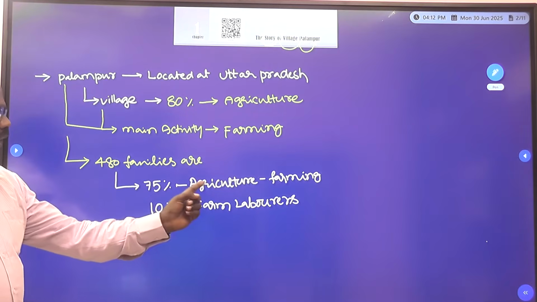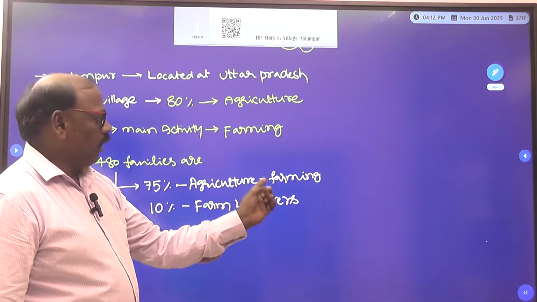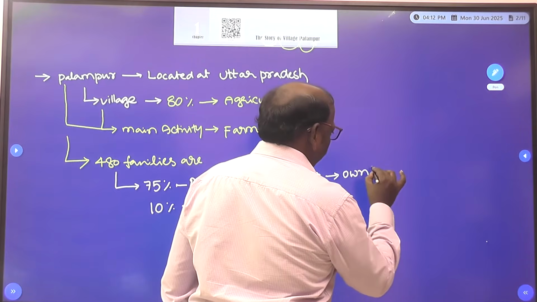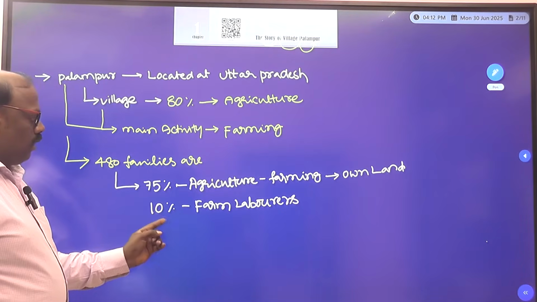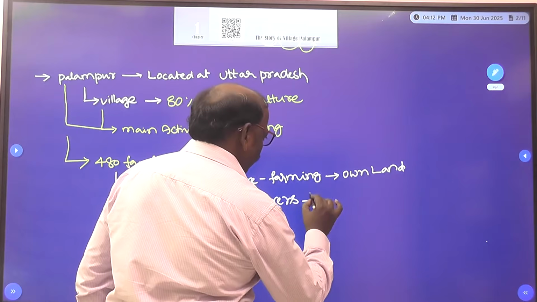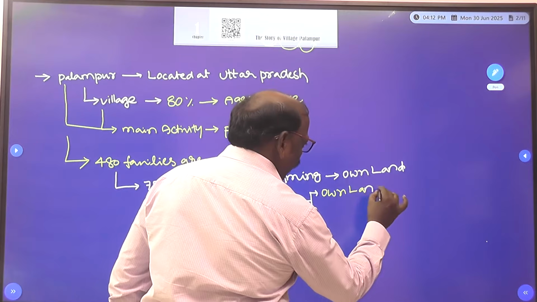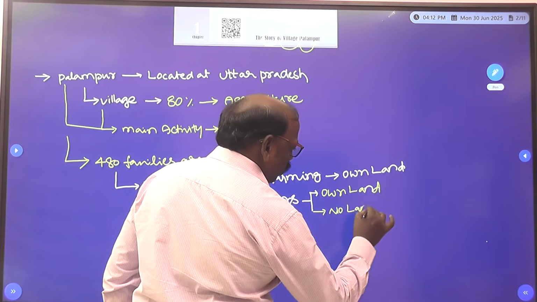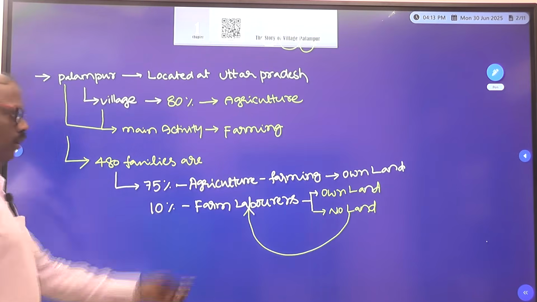75% of the people primarily depend upon agriculture, and they are doing the farming. They have their own land. And the 10% are working as farm laborers, among whom somebody has their own land, and somebody has no land, so they are working as farm laborers. Okay, you understood.